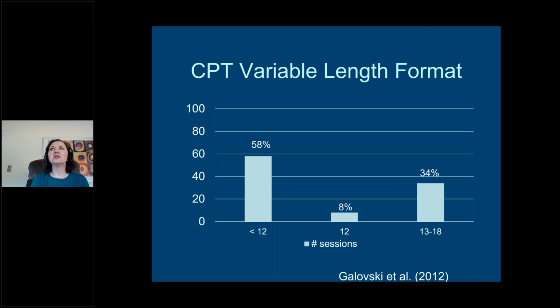But these studies in general are accumulating to indicate that we probably don't need as much of a dose of treatment for PTSD as we previously thought to get good outcome. And that's what we were finding too with the expressive writing procedure.